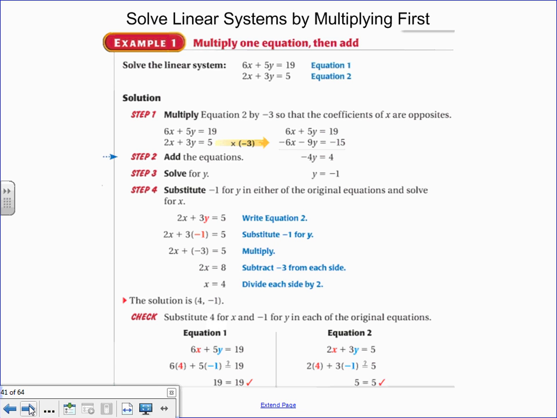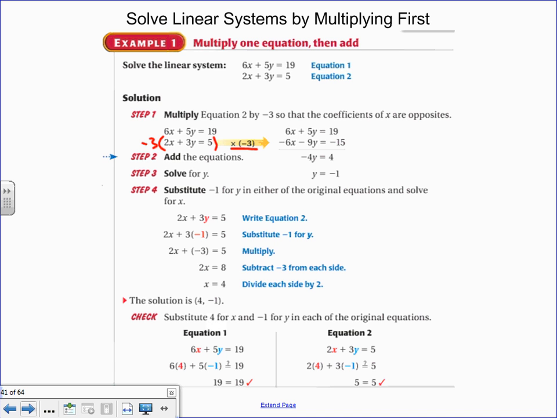So the two equations are 6x plus 5y equals 19 and 2x plus 3y equals 5. If you look at your x's and look at your y's, you'll see that neither one of them has the same coefficient. But if I look at my x's, I can take 2 and multiply it by 3 to get 6. And we also want them to be opposite, so we're going to multiply it by -3. And you'll see that's what they're showing right here, that they're multiplying it by -3.